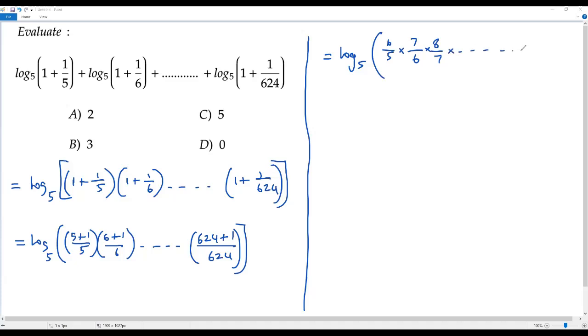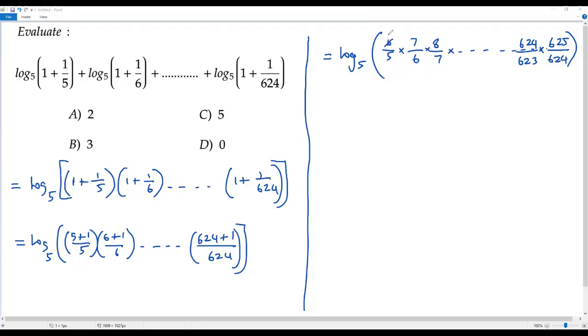Anyways, let's continue. The last fraction will be 625 over 624. There is no previous fraction shown for this one, so what should it be? It should be 624 over 623. We can also write the fraction which comes right before this one. Anyways, here all the fractions are in multiplication.